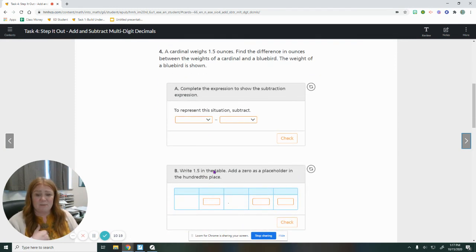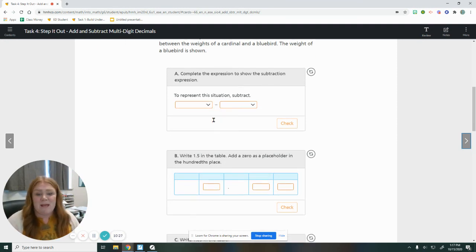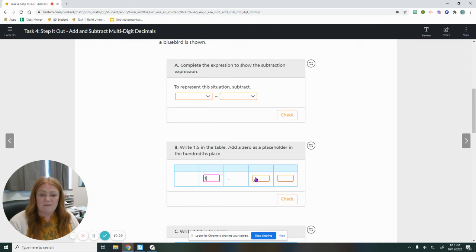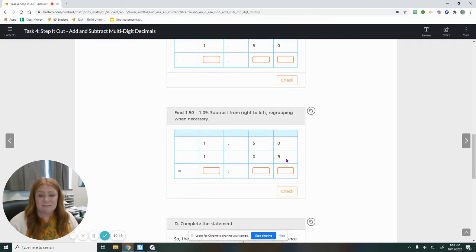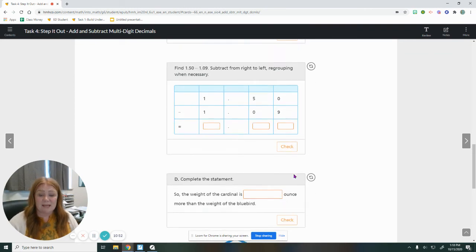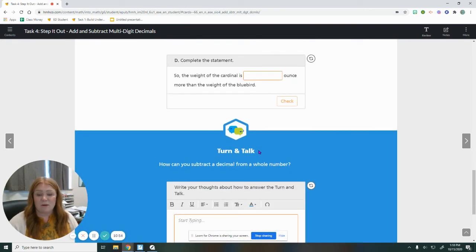Let's go ahead and put what expression we would use to subtract. This fly is making me crazy. Then we're going to write 1.5 in here, 1 and 5 tenths. But since it was 1 and 9 hundredths, we want to make them have the same number of places. So now we're going to rewrite our problem, lining up the ones, the decimals, the tenths, and the hundredths. And then you're going to subtract and tell me the total.